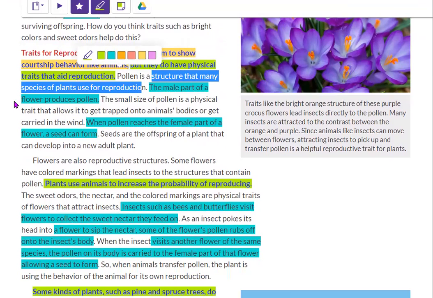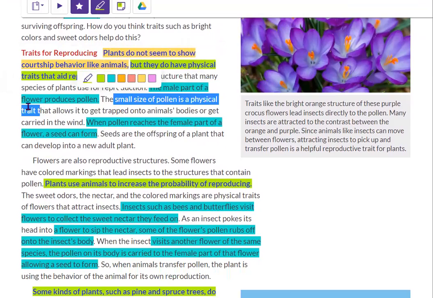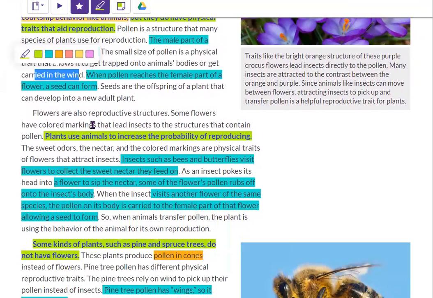The male part of a flower will produce the pollen. The small size of the pollen is a physical trait that allows it to get trapped into the animals' bodies or get carried in the wind. When pollen reaches the female part of a flower, a seed can form. So all flowers have male and female parts, right? And so again, the pollen is made from the male part of the flower.